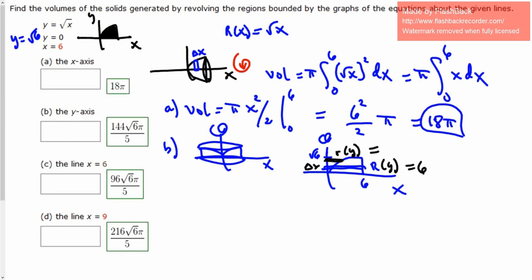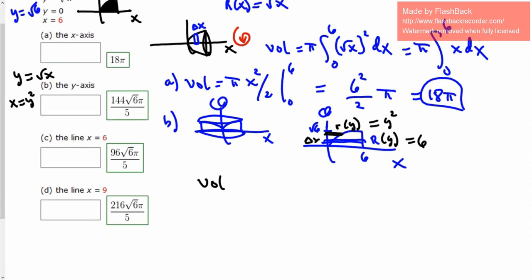Well, let's see, we have to solve for x. So if we're given y equal to the square root of x, then this becomes x is equal to y squared. So little r here is y squared. Again, this is still part B. And so for part B, the volume is pi times, here we're going from 0 to the square root of 6. Remember, this is now with respect to y, dy. And so this becomes the big radius, which is 6, squared, minus the little radius, y squared, squared. And then this is times dy.